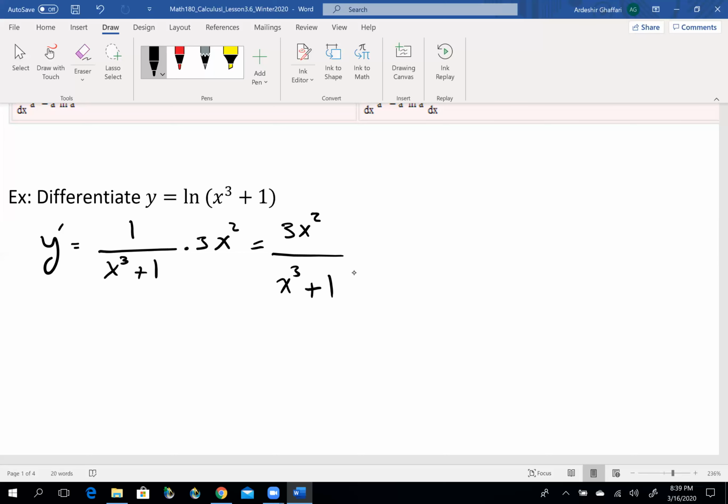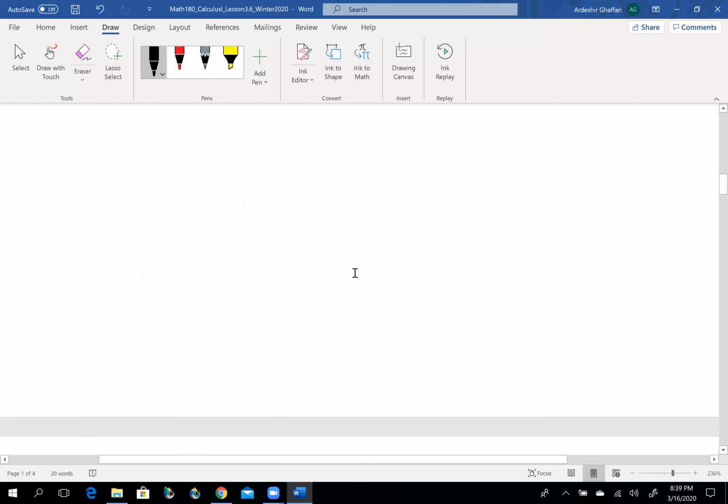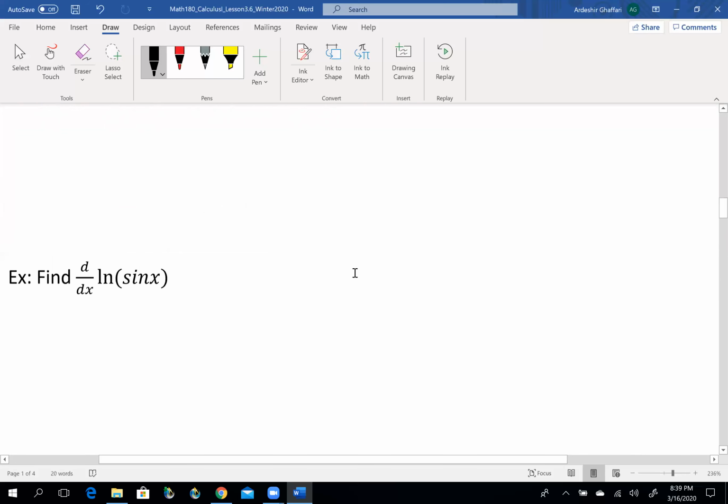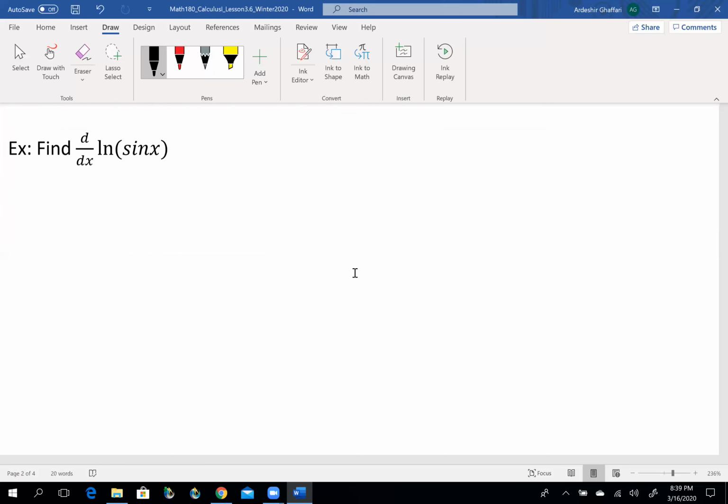So now let's go to the next example. Find the derivative with respect to x of natural log of sine of x. Again, I'm going to take a derivative of mother, the natural log of sine of x, and then the derivative of baby, that is sine of x.